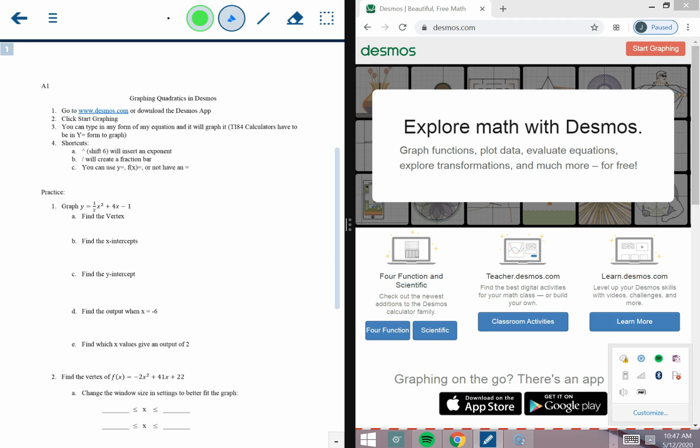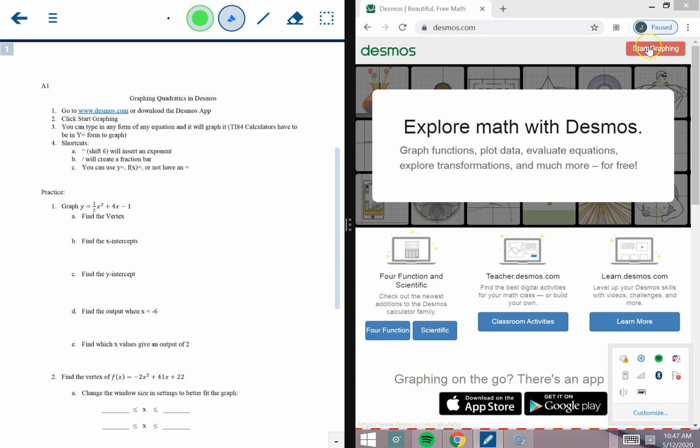I'll put the steps for the graphing calculator up in a separate video or just as a document on the classroom. All right, so let's start by going to, I'm going to try to split screen this. I don't know if it's going to work. We'll find out. We'll start by going to www.desmos.com, or you can download the app on your phone. The app on the phone is the exact same as the website version. Okay, so I already did this on the right screen.